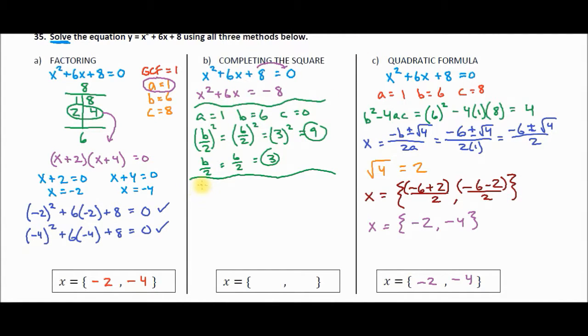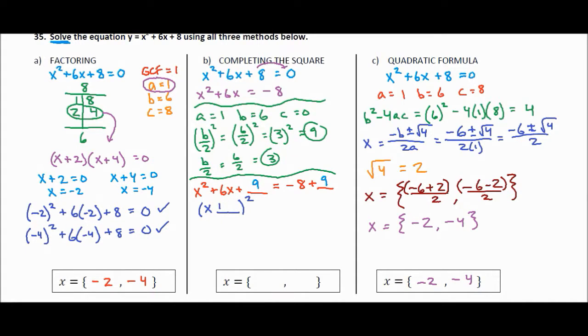Okay, next step to complete the square. Make a space on both sides and put in the number that completes the square, which in this case we figured out is 9. The next step is factor the left side and simplify the right side. We factor this, we know that this is going to be x plus or minus some number squared, and that number is 3.